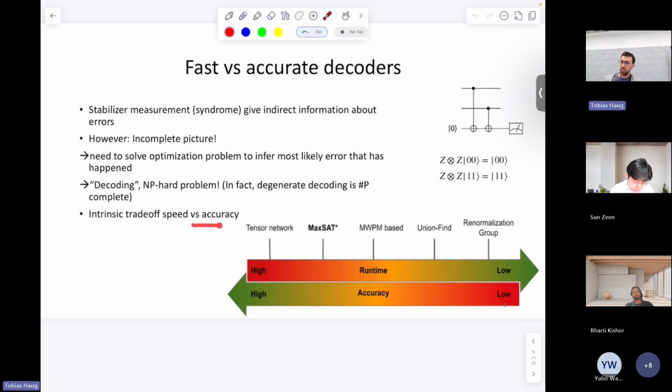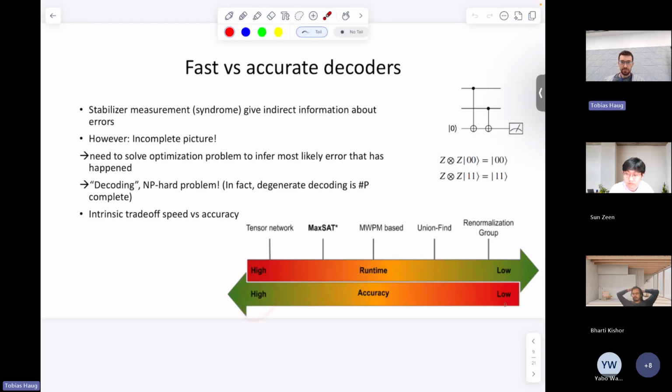If you want to be very accurate, you just solve the NP-hard problem, or even the sharp-P hard problem, if you solve the full problem exactly. But that means you need to invest an exponential amount of time. So in this case, the runtime will be high, but of course the accuracy will also be high if you basically just brute force the full problem.